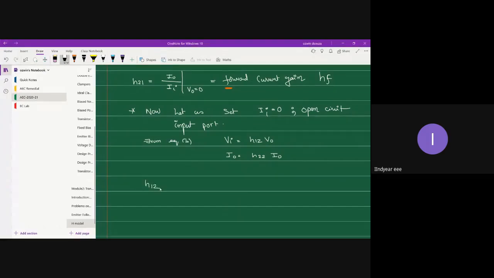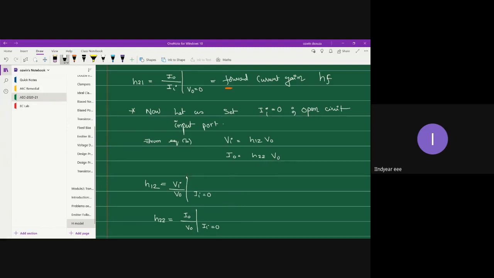Hybrid parameter H12 is equal to Vi by V0 under the assumption that the input port is open circuited. Similarly, hybrid parameter H22 is basically I naught divided by V0 under the assumption that Ii is equal to 0.